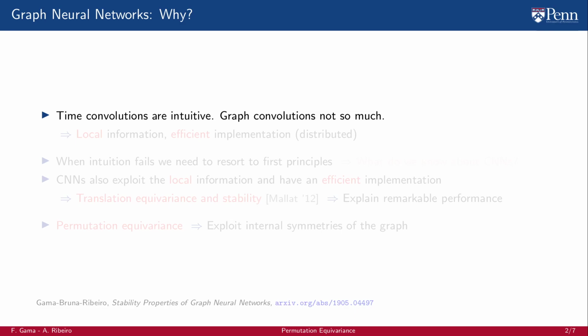The situation is that time convolutions are intuitive, and this helps a lot in using convolutional neural networks and understanding why they work and what improvements can be made. But graph convolutions are not intuitive, and this complicates our understanding of them and thus curtails our ability to improve them systematically. All we know about GNNs so far is that they rely on local information and they have an efficient implementation, which, in terms of graph signals, means a distributed implementation. But we don't know much else, formally at least.